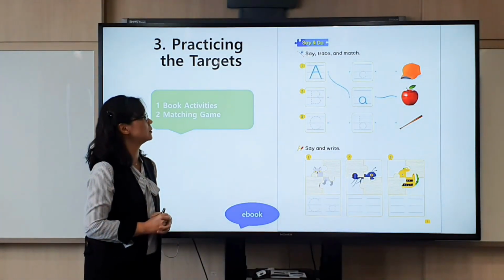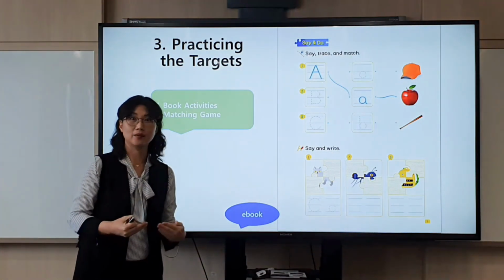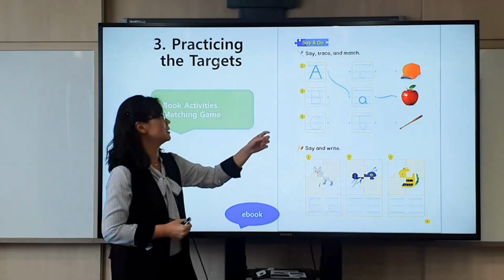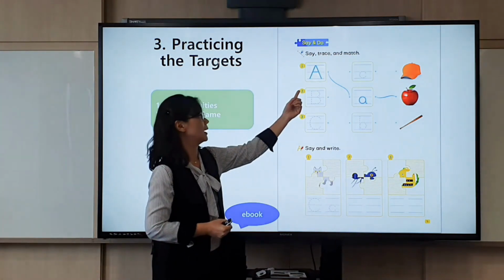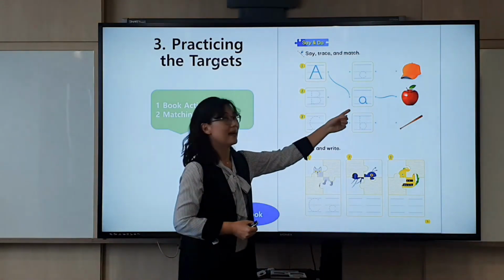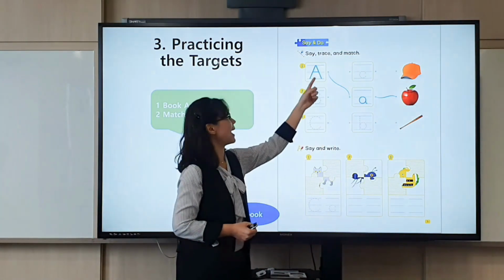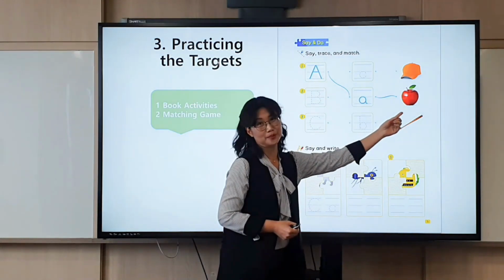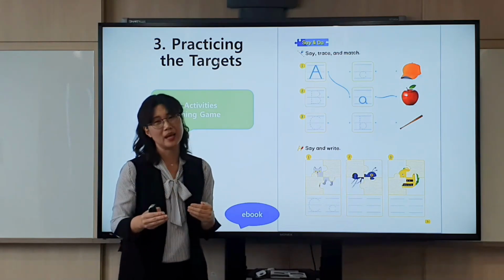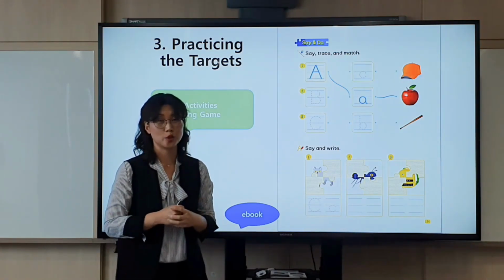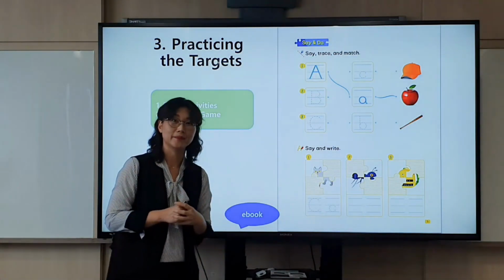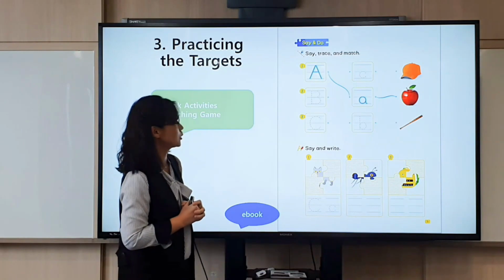Number 1. It's A, right? What sound? A. This is big A, and we have a small a. Same sound, right? A, apple. If you use words like uppercase and lowercase, it can be too difficult for little children. So I think it's good to use big A, little a, big A, small a.